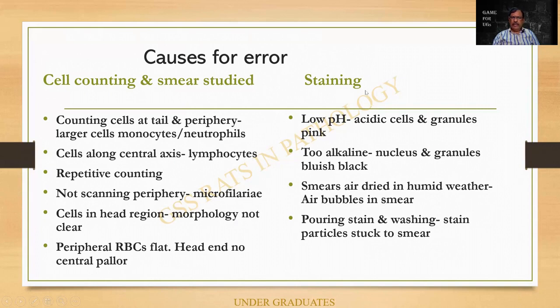Technically, it can be because of staining also. Low pH means an acid pH. The cells are acidic and all the cells appear pink. I do not find any blue granules. Too alkaline means they become dark blue or bluish black. And sometimes when the smear is air dried in a humid weather, there can be air bubbles.